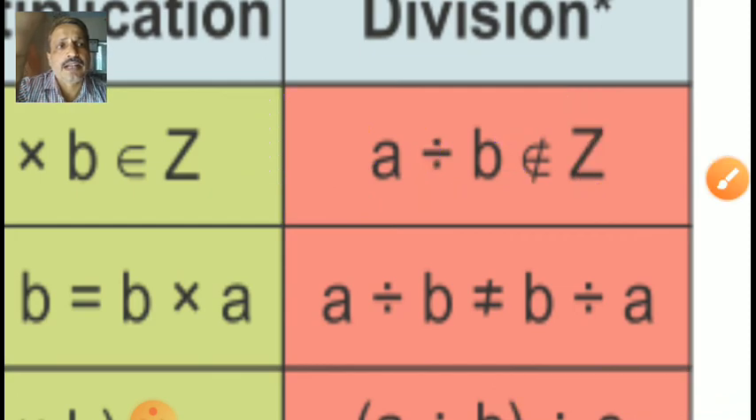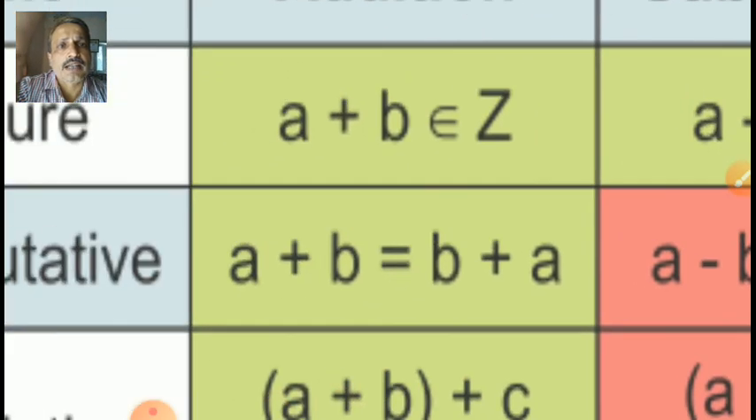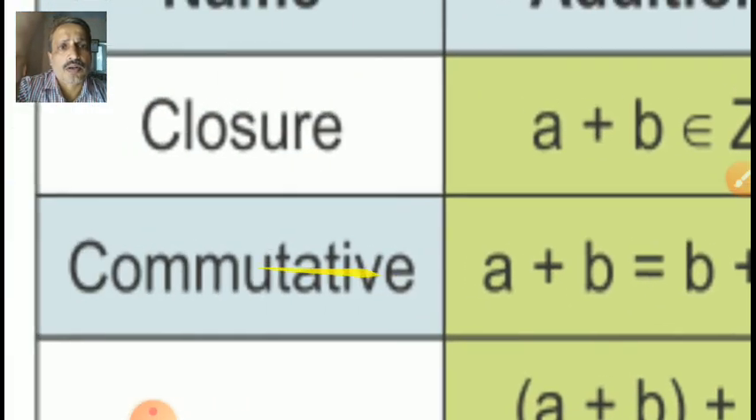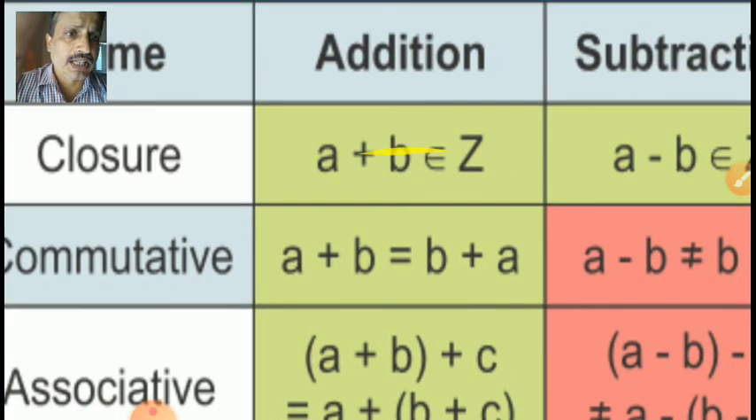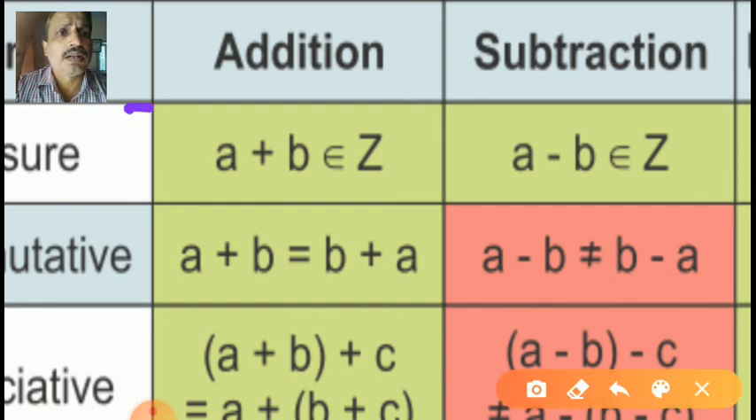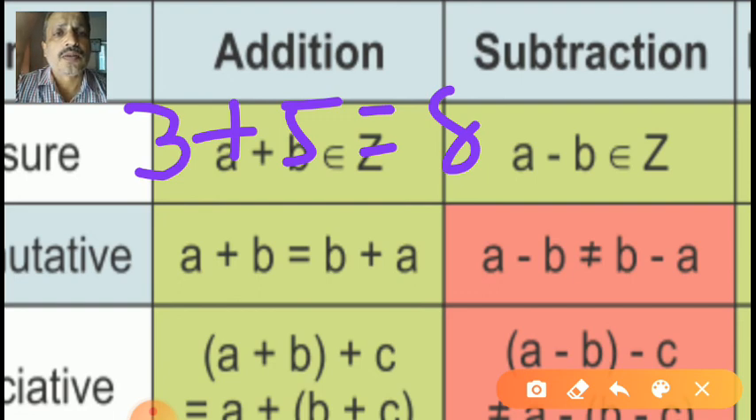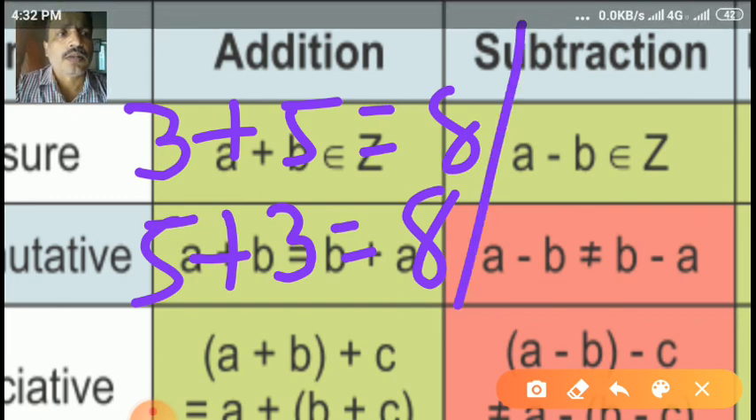So you have the idea regarding the closure property. Now the commutative property. Commutative property means two numbers are there, and if you change the order, the answer remains the same. For addition, you can add in any order. For subtraction, it is not possible. Suppose 3 plus 5 is equal to 8. Or you can say 5 plus 3, it also gives 8. Both answers are the same. But what about the subtraction?